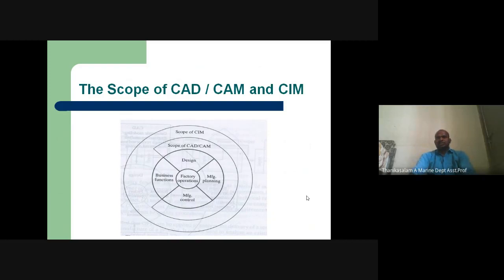This simply shows the scope of CIM. The CAD CAM covers the design, manufacturing planning, and manufacturing control. But CIM covers all of that: design, manufacturing planning, manufacturing control, and the business functions, along with factory operation.